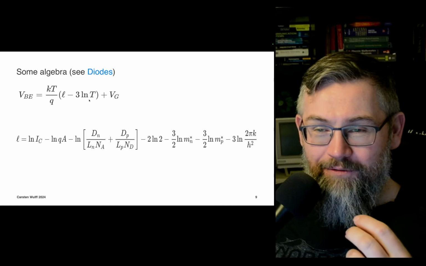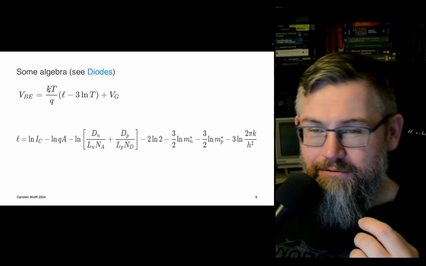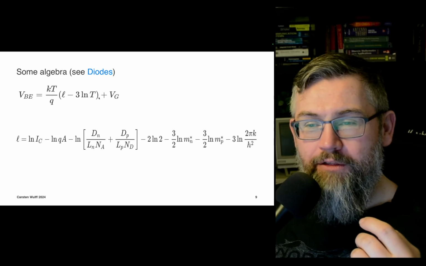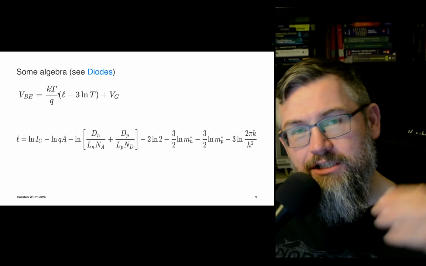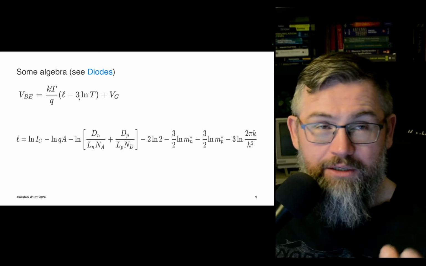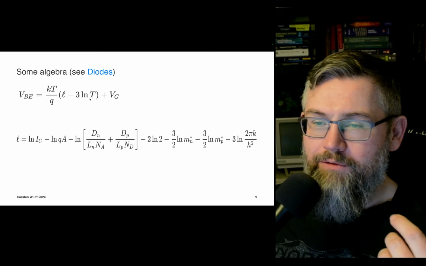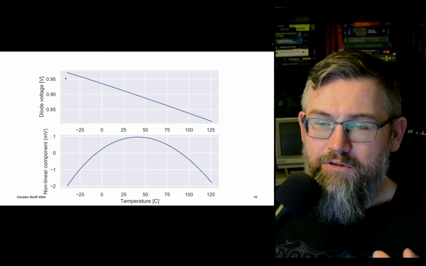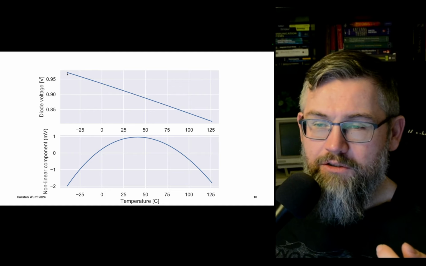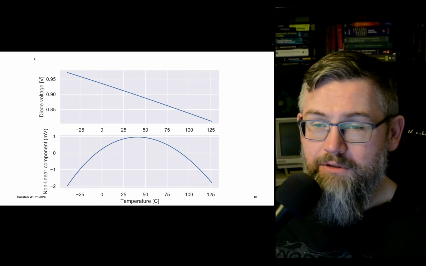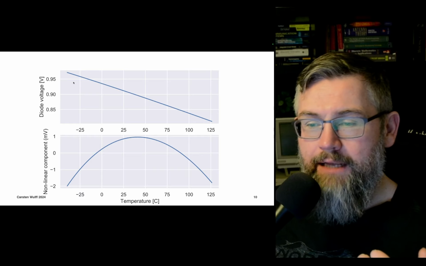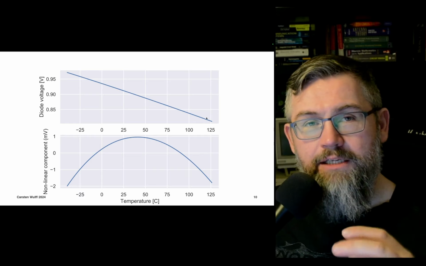Now it's not obvious, at least to me, why the first factor in this equation actually has a negative temperature coefficient, but it does. So if you plot it in Python, for example, you will see that the diode voltage starts at the bandgap of silicon, and then it goes down. And the linearity of this curve is actually quite good.